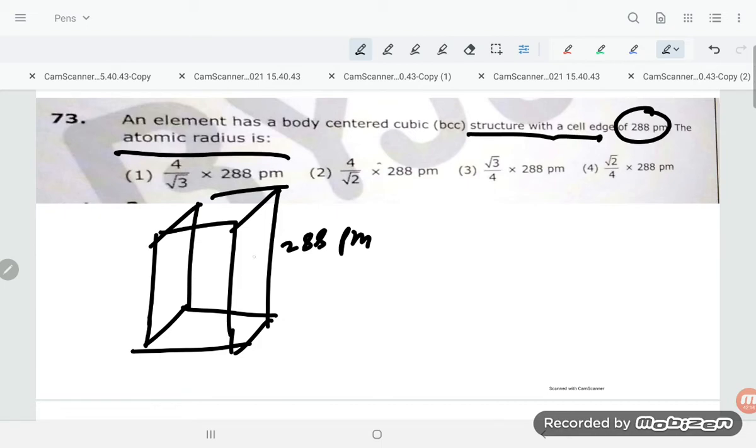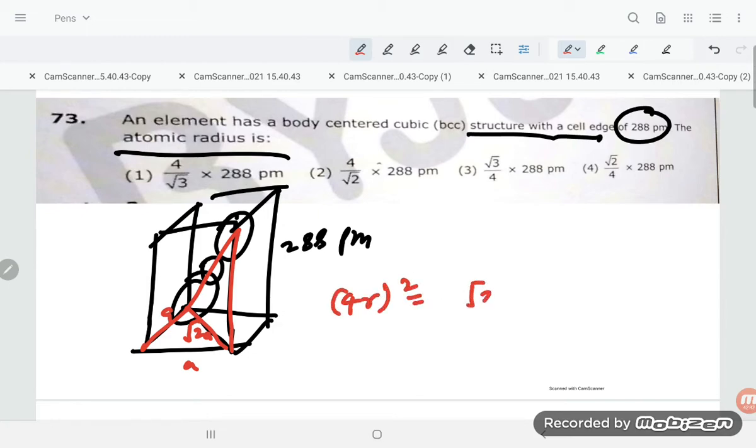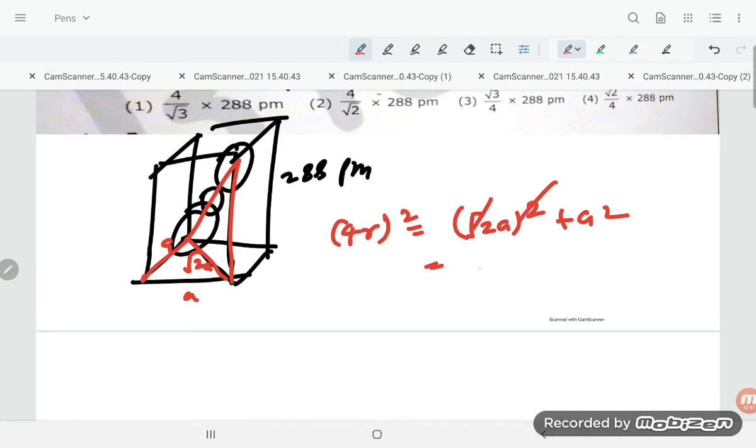So this is the BCC, student. Here the particle in the body is also there. So how to calculate here? You must be knowing, here is the particle, here is the particle. Which axis do we have to consider? This one, we have to consider. This is a, this is a, so this is root 2a. Then 4r whole square is equal to root 2a whole square plus a square. So that is 3a square.